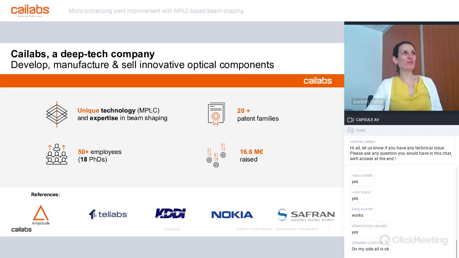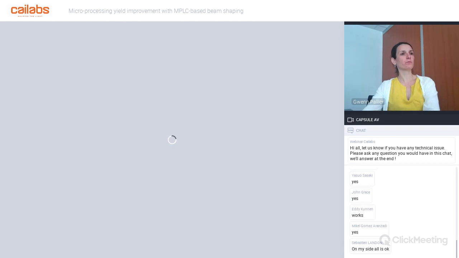Okay, let's carry on. A few words about the company. We are a French deep tech company, and whatever we do is based on a quite innovative technology called MPLC, for multiplane light conversion. It's a new way to shape light propagation, and it enables a lot of new things in many different applications. This patented technology has proved to work for different topics, and we were trusted over the years by different partners, among which you can see at the bottom of the slide Amplitude, KDDI, Nokia, or Safran.